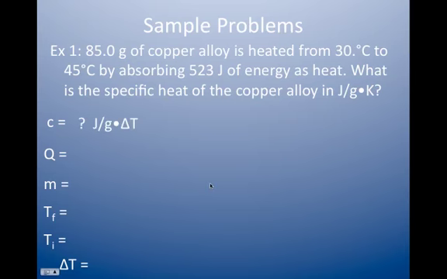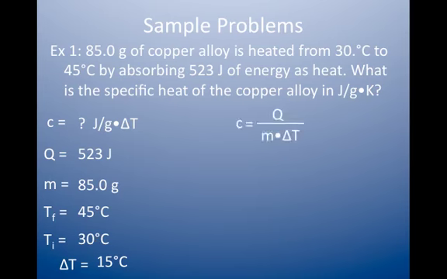You're asked to find C. Here's what you're given in the problem. Q is 523. So remember, heat and specific heat are often confused. Heat, just joules by itself, is going to be Q. If you're given a specific heat value with these complex units, that's going to be C. The mass of the copper alloy is 85 grams. Final temperature 45, initial temperature 30. Now to find delta T, you just subtract final minus initial, so that's going to be 15.